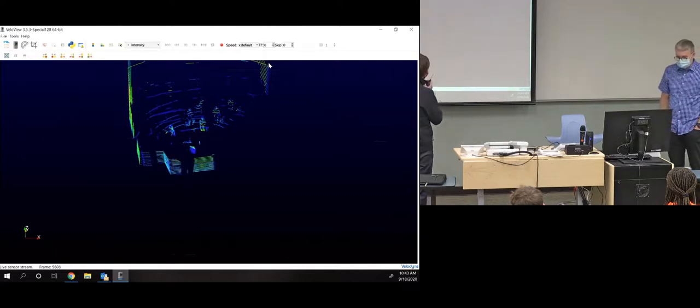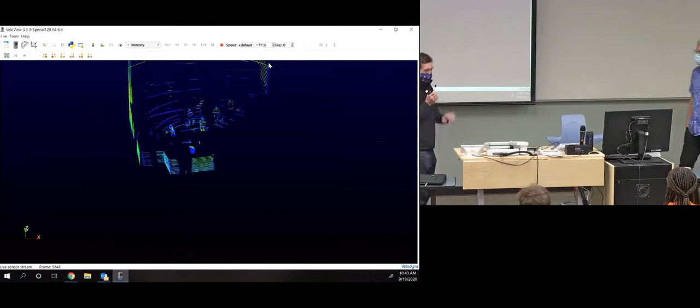What's interesting is when you're really close, if you're in the front row, the LiDAR can see you pretty well. You can start making out features, shoulders, heads. As you get farther away, these beams spread out. And if you look at that back wall, it's really non-dense.